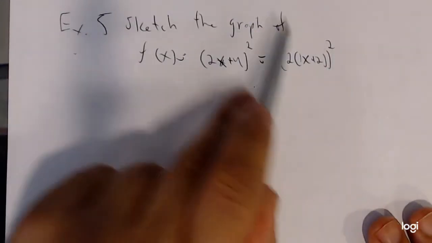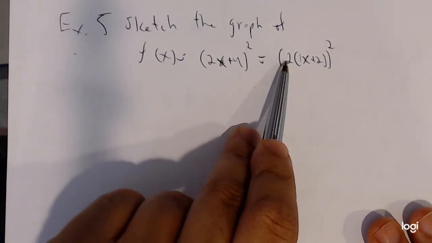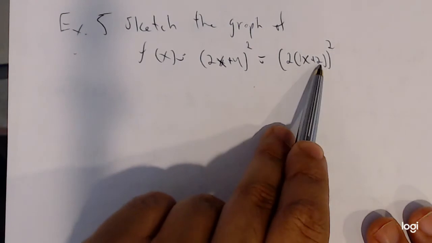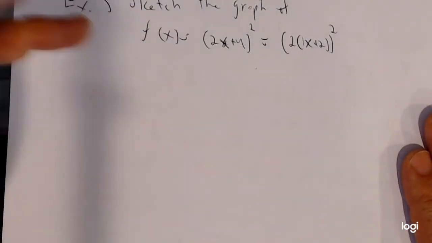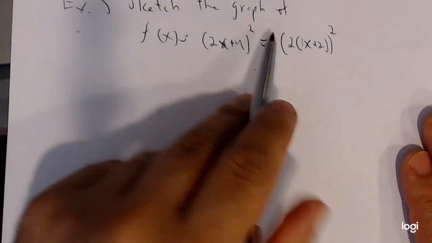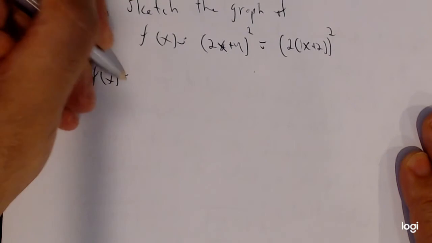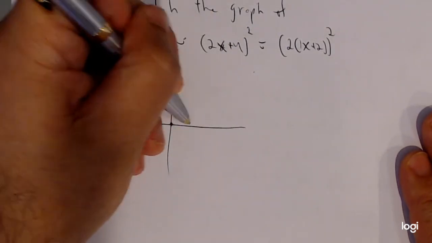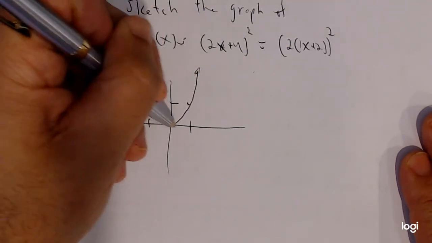So let's look at this. This 2 is saying do what? Multiply all your x values by 1/2, because that's my horizontal compression. This 2 is saying shift everything 2 units to the left. So the parent graph I'm going to start off with, notice how this is a quadratic, it's squared. So I'm going to start off with f of x equals x squared, which has points (0, 0), (1, 1), (-1, 1). This is how it looks.